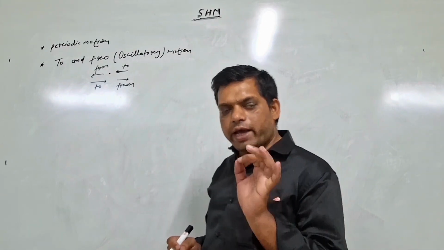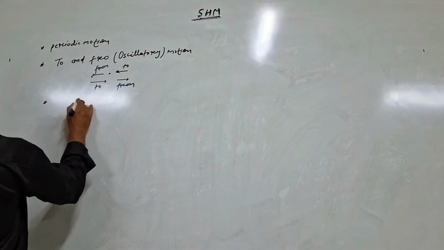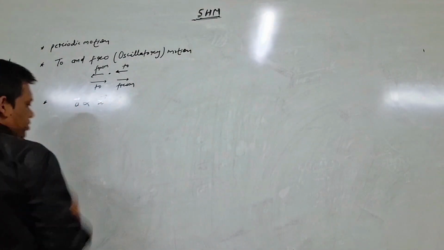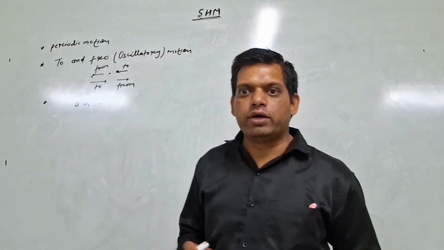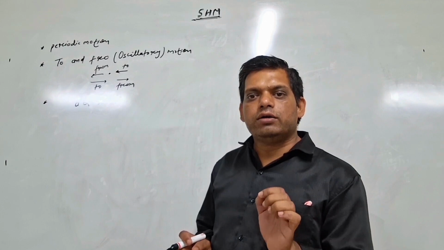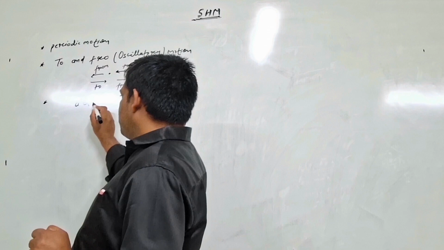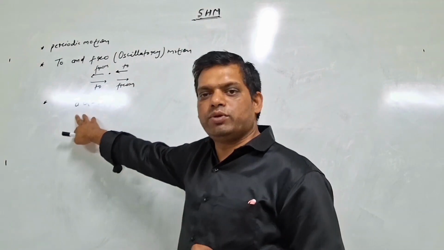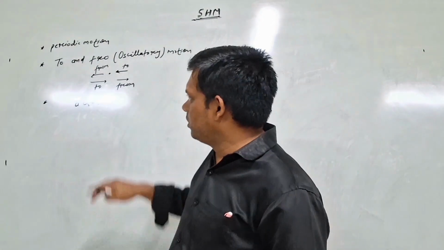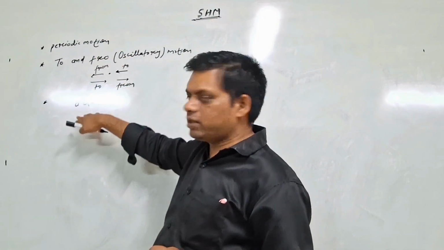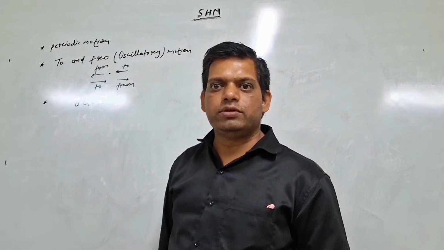And also if the acceleration of the body, that is a, is proportional to the displacement from the mean position, and the direction of the acceleration is opposite to the direction of the displacement from the mean position, that is, here we have to put a minus sign. So if these three conditions are satisfied, then we can say that the motion of the body is simple harmonic motion.